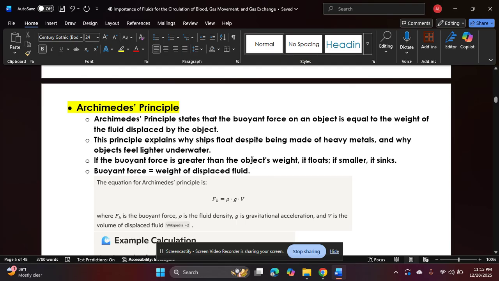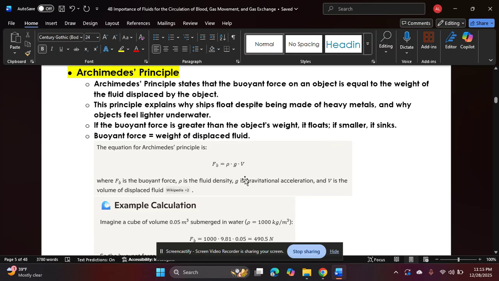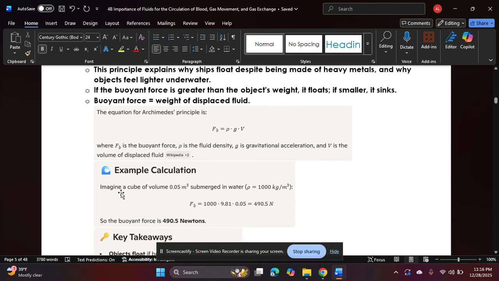This principle explains why ships float despite being made of heavy metals and why objects feel lighter under the water. If the buoyant force is greater than the object's weight, it floats. If it's smaller, then it sinks. Fb equals the weight of the displaced fluid. The equation of Archimedes: Fb is equal to rho gV, where Fb is the buoyant force, rho is the fluid density, g is the gravitational acceleration, and V is the volume of displaced fluid.